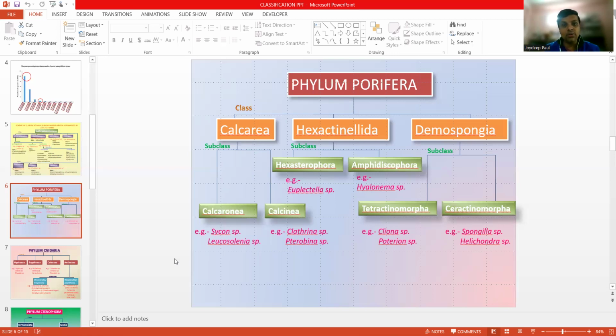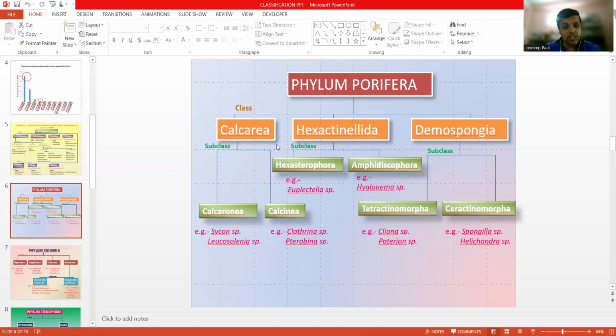Now let us discuss the basic classification scheme of the phylum Porifera. Phylum Porifera can be divided into three classes. The first class is Calcarea, the second is Hexactinellida, and the third one is Demospongia. And all these classes can be further subdivided into subclasses. So let us start with class 1, which is class Calcarea. Habitat exclusively marine, habit solitary or colonial in nature.